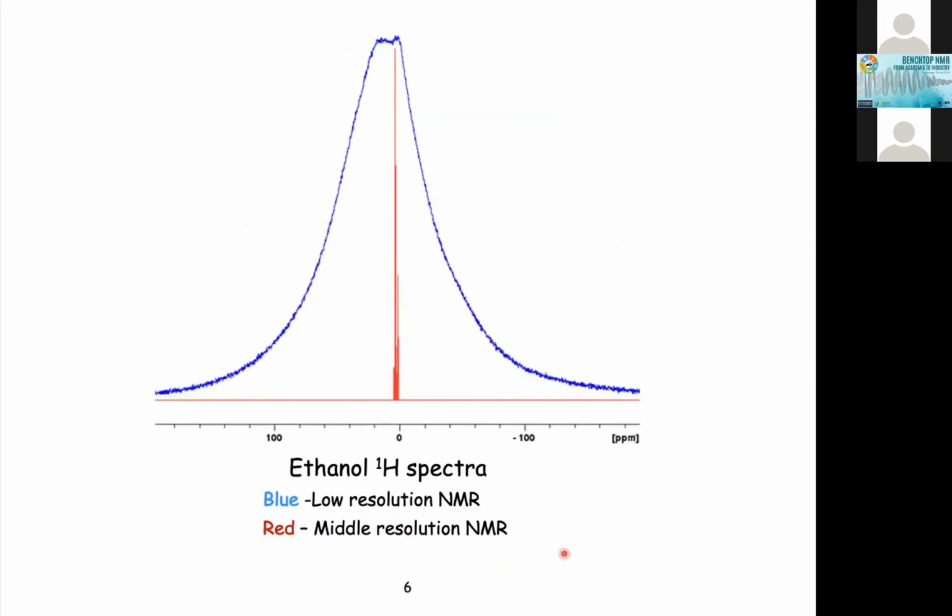And this is a comparison between the two signals, the Fourier transform signal from these two pieces of equipment. The blue line is low resolution or time domain NMR. And you see the line at half height here has about 100 ppm. That's 10 times larger than all the chemical shifts observed in the protein spectrum in high resolution.